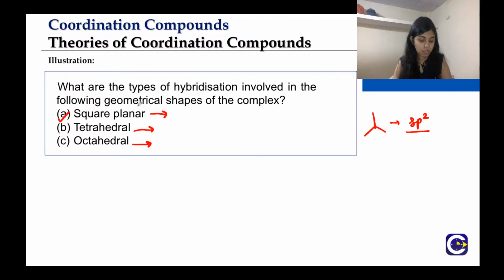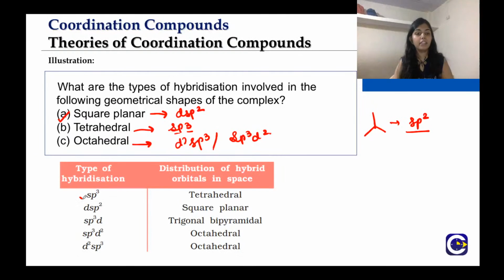Okay, so Sham and Siddharth have given the answers. Square planar is dsp2, tetrahedral will be sp3, and octahedral will be d2sp3 or sp3d2. Yes, you are correct with your answers. Good. Right? So we have already learned sp3 is tetrahedral, dsp2 is square planar, sp3d will be trigonal bipyramidal, and sp3d2 and d2sp3 will be octahedral depending upon the type of complex that is being formed.